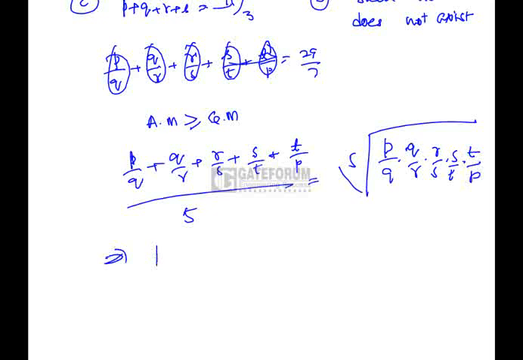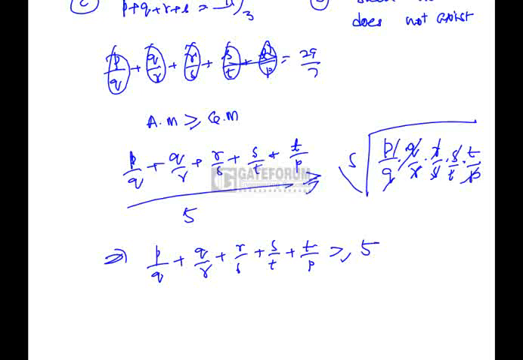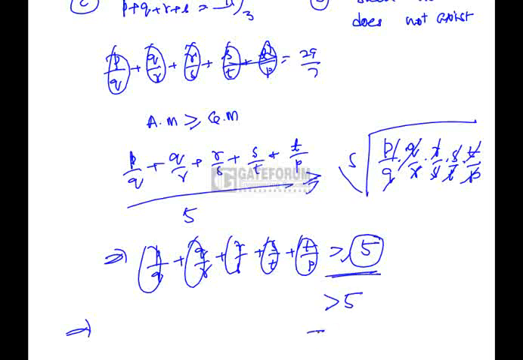Now, if we simplify, it will be P by Q plus Q by R plus R by S plus S by T plus T by P greater than or equal to 5, since this product is nothing but 1. If it is greater than or equal to 5, that means the value of P by Q plus Q by R plus R by S plus S by T plus T by P must always be 5 at minimum.